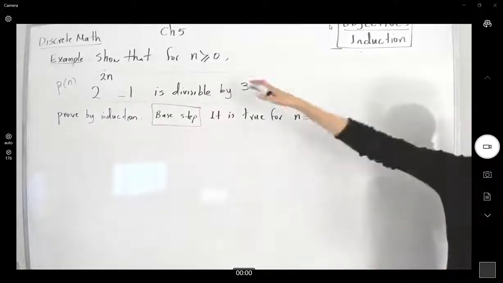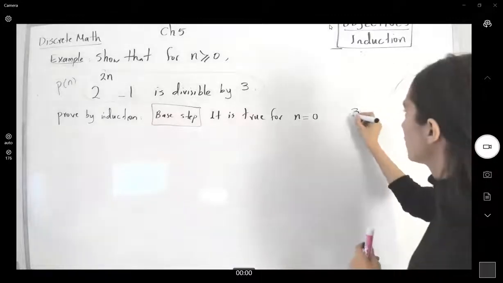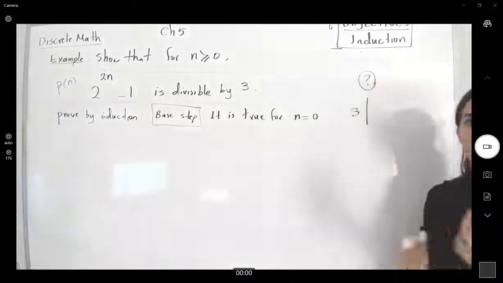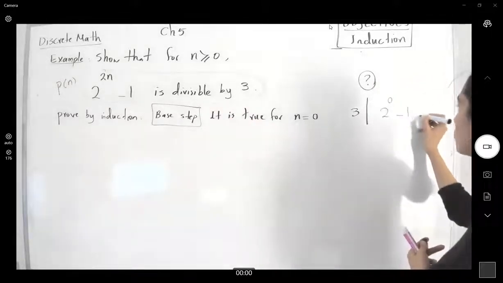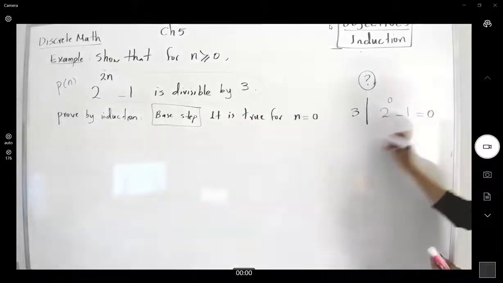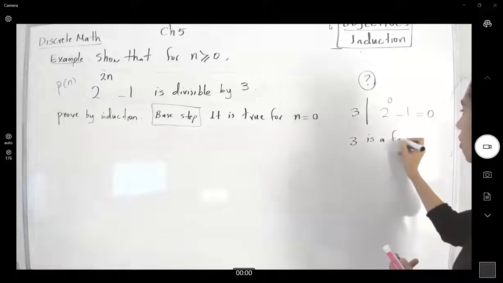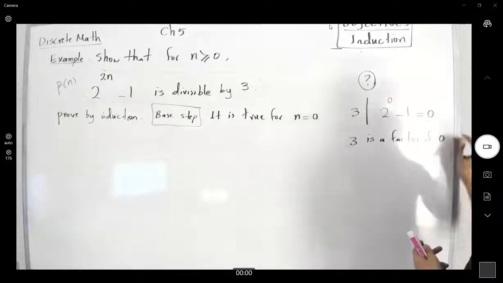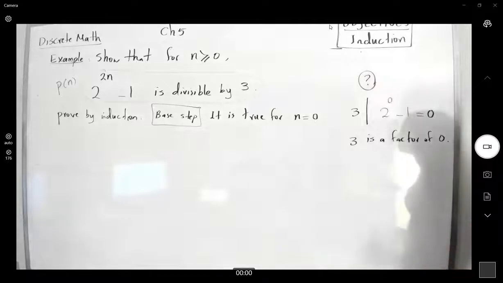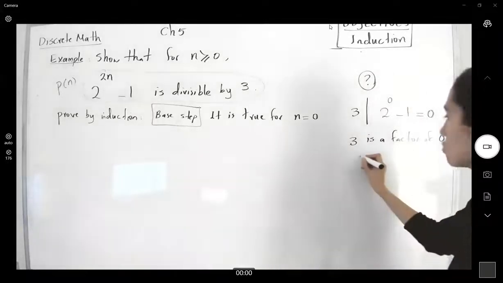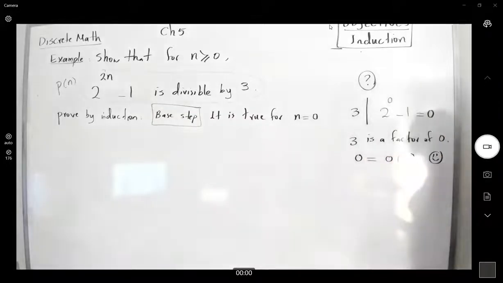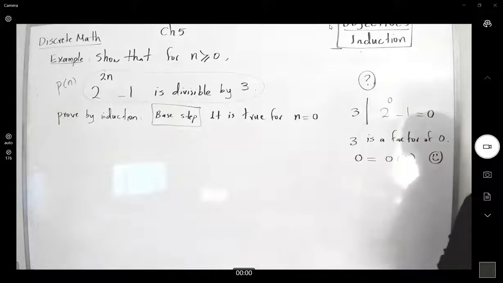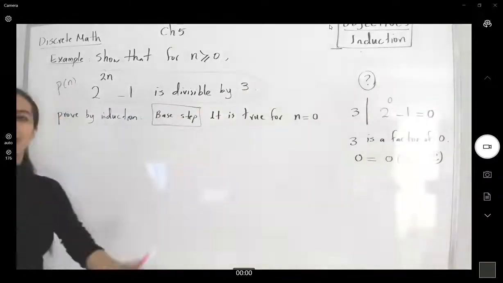Okay, so if I plug in 0 here, it says 3 is a factor of 2 to power 0 minus 1, which is 0. It says 3 is a factor of 0, or 0 is a multiple of 3. Is this true? Of course it's true. 0 can be written as 0 times 3. So my base step is true. What's the meaning of that? It means that I can move on to the next step, which is the inductive step.